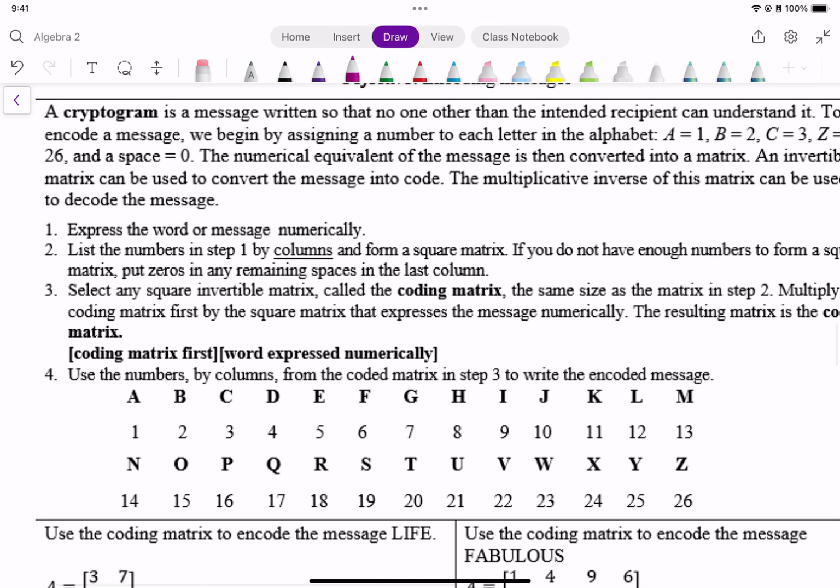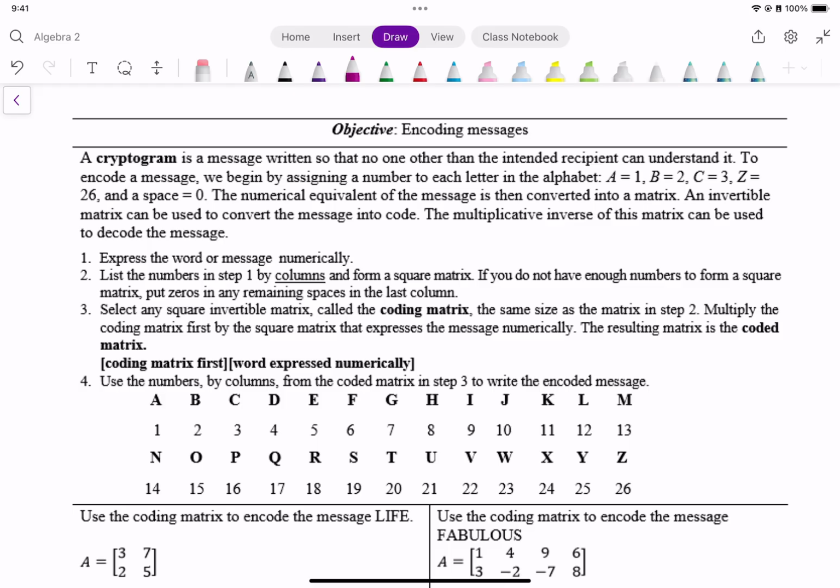Okay, let's go ahead and continue. For our third objective, we have encoding messages. The last section of these notes covers encoding messages and decoding messages.